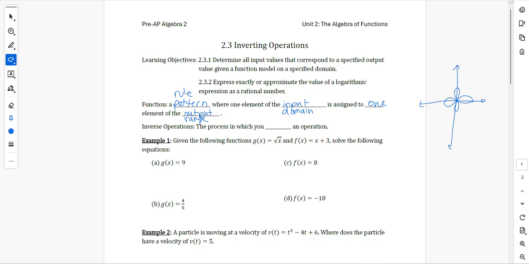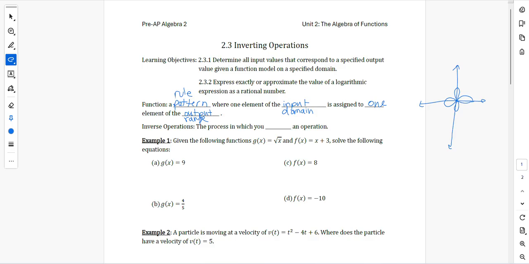They are a function. Because if I look at this in a table, it fits a pattern where one element of the input is assigned to one element of the output. Just how it is seen graphically, it doesn't look like a function. So we're disposing of the vertical line test. Knowing the definition of a function can take us pretty far.